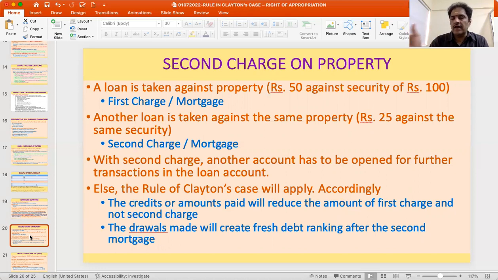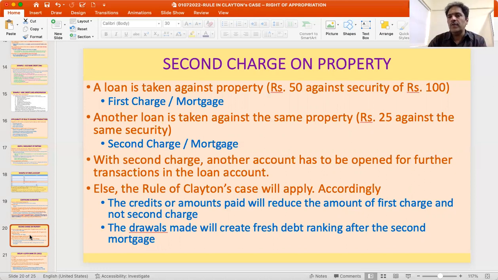So here the charge is the first charge. Then again you want some more money, so against the same security you are drawing some more. Say you are taking a loan of 25 rupees. So in that particular case, what is created is what is called a pari passu charge or a second charge or mortgage. With the second charge, another account generally has to be opened because there will be two different dues, though they may be under the same security.